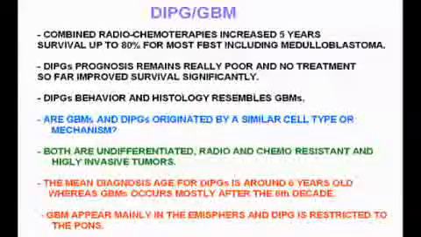The arguments against it are that the diagnosis ages for both are very different, because if we talk about DIPGs, they are mainly diagnosed around 6 years old, and glioblastoma multiforme is mostly diagnosed after the 6th decade. It's really different. And the area where it appears: glioblastoma multiforme appears mainly in the hemispheres, whereas the DIPG appears, as you know, in the pons exclusively.